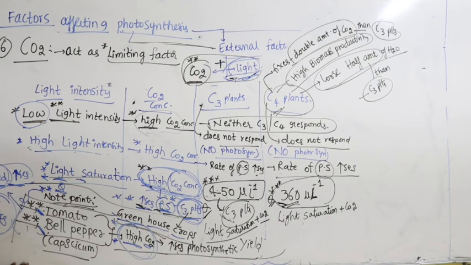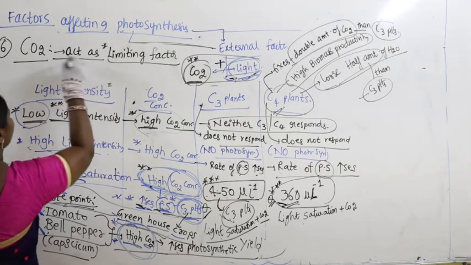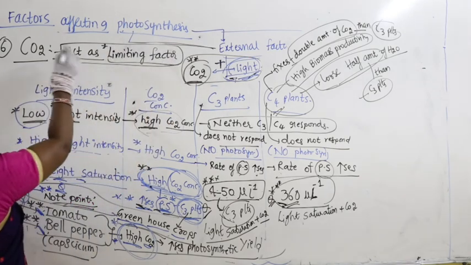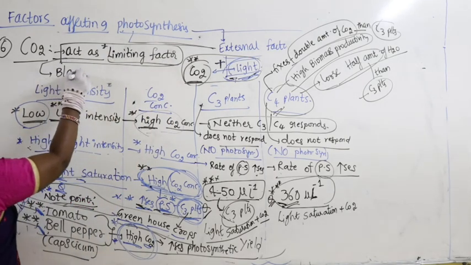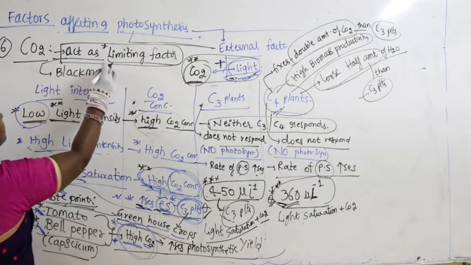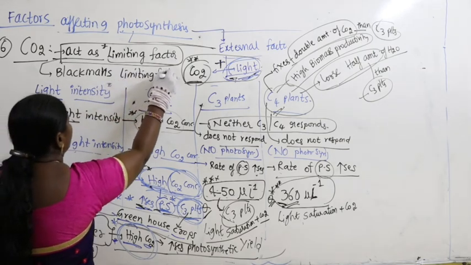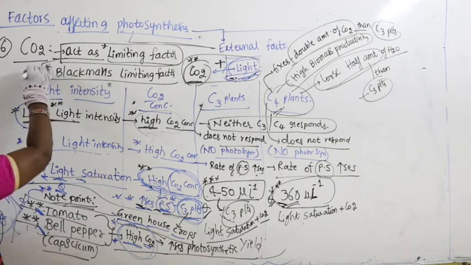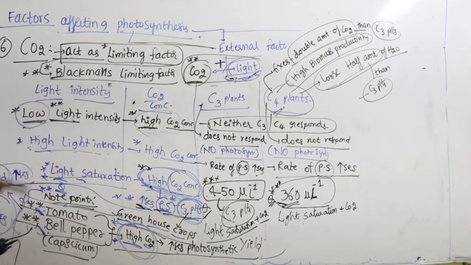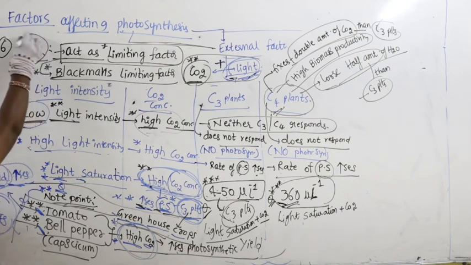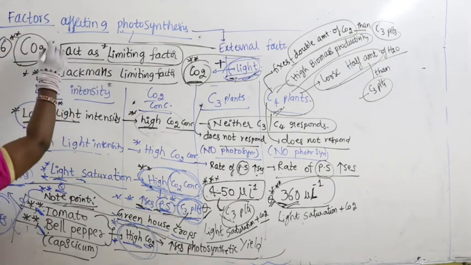I hope you understood the external factors, but at the end we will discuss carbon dioxide again, how it acts as a limiting factor. This is very important for you all to remember: how carbon dioxide acts as a limiting factor. Remember, we can study this with the help of Blackman's limiting factor. This was studied by the scientist Blackman.